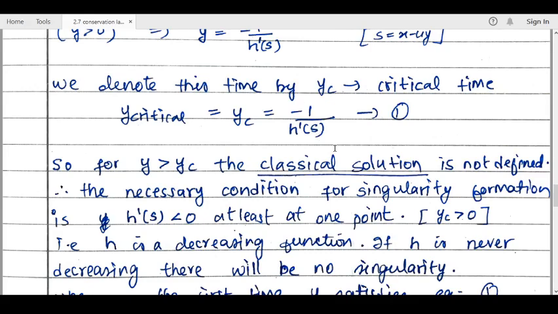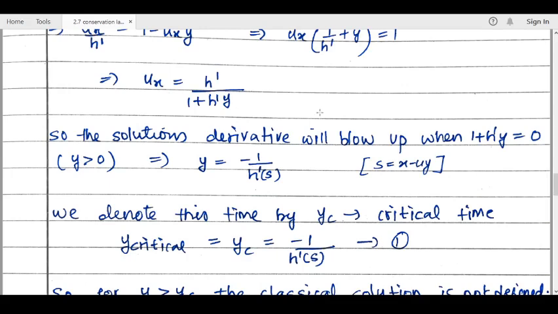So the critical time is that time after which the solution loses its smoothness and the solution may have discontinuities. For y less than yc, there is no problem, we will have a smooth solution. These smooth solutions of the PDE are also called classical solutions. The classical solution will be continuously differentiable and will satisfy the PDE; they are the solutions, and also they are differentiable.